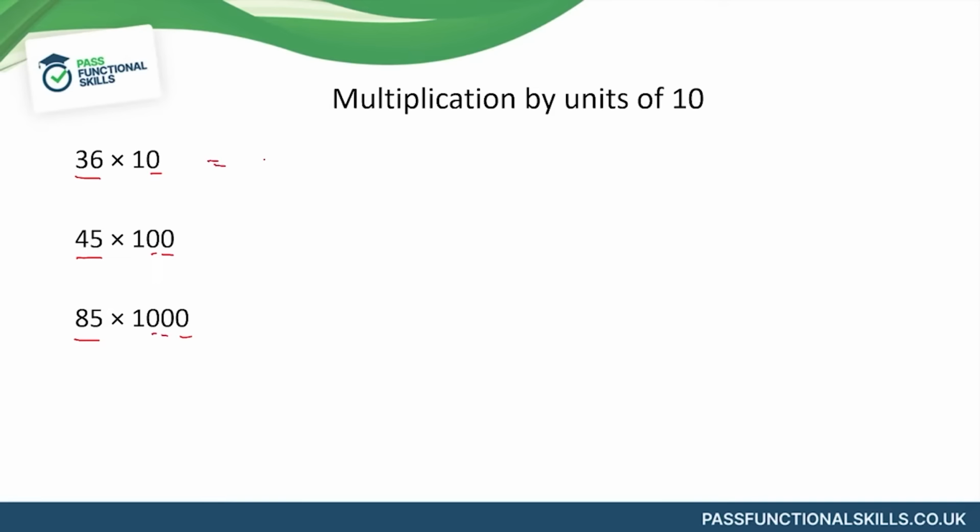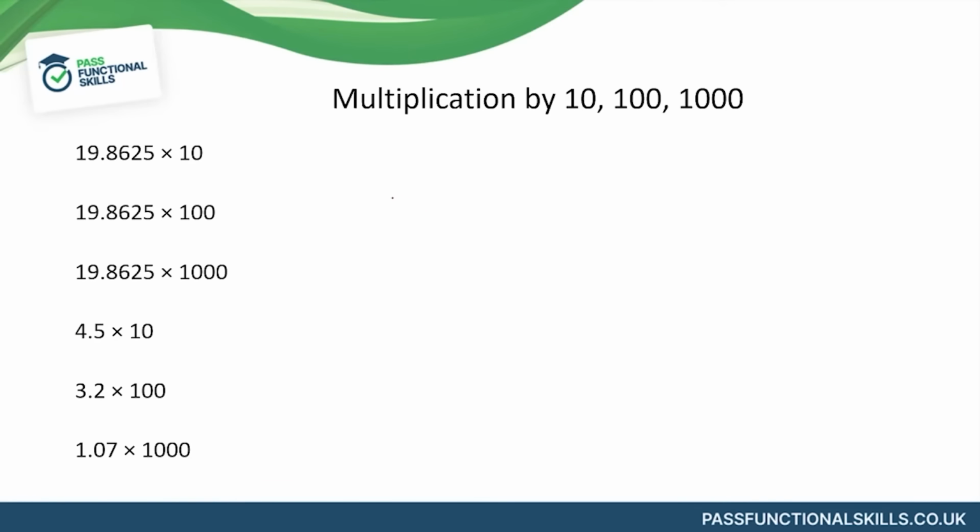So 36 times 10, add a 0. So 36 with a 0, 360. 45 times 100 is 45, add 2 zeros, so 4,500. 85 times 1,000 is 85, add 3 zeros, so 85,000.